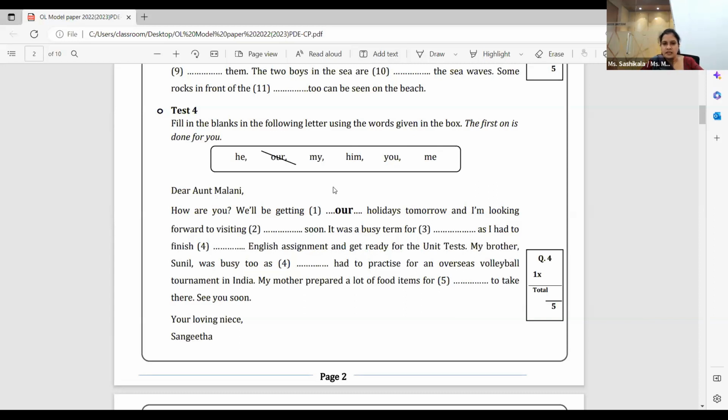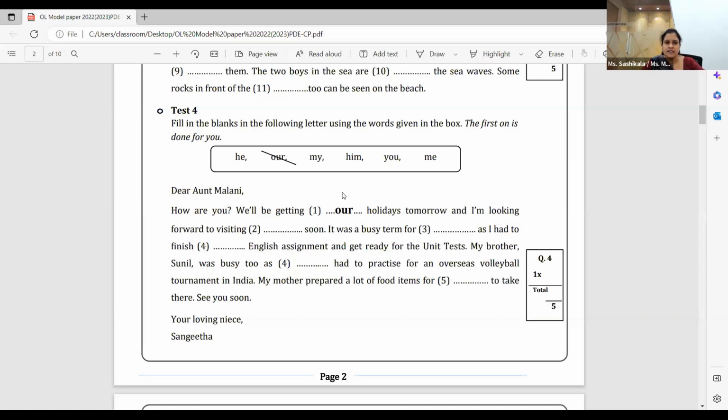Let's read the pronouns given in the box. There are 6 pronouns here. He, our, my, him, you, and me. So those are the pronouns given here. I think you can remember he is a subject pronoun that comes at the beginning of a sentence, and our and my come before a noun. Him and me go to the end of the sentence, and the word you can come at the beginning or at the end. So you have to keep them in your mind when you are filling the blanks given in the text.